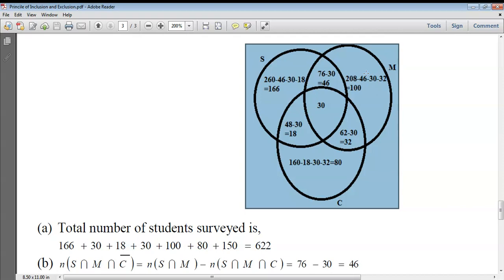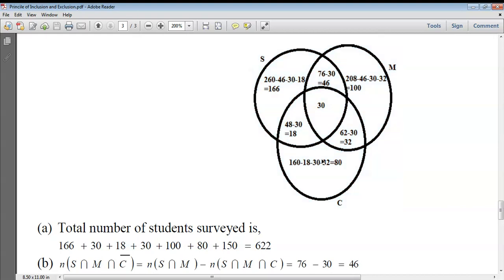Now let us find the number of students who are taking only math. It will be 208 minus the number of students who are taking stat and math but not computer science, minus the number who are taking all three, minus the number who are taking math and computer programming but not stat. So it will be 208 minus 46 minus 30 minus 32. It is 100.